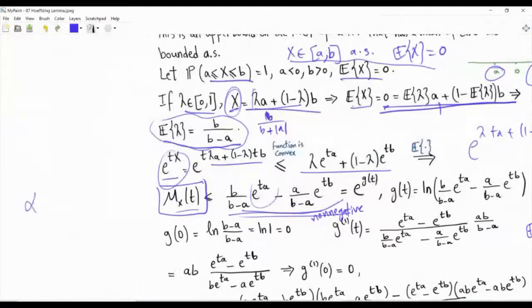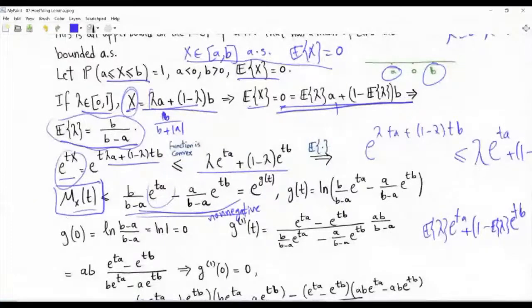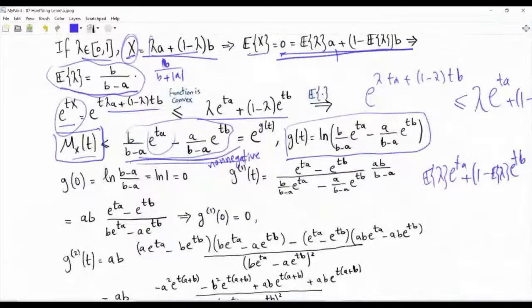So you have alpha equals e to the ln alpha. If you write this thing as e to the g of t, then what is g of t? It is the logarithm of this thing here. So g of t will be the logarithm of this function, and then we will study function g. If you put t equals 0, this will be 1, this will be 1, and you will have ln of b minus a over b minus a, that is ln 1, that is 0.